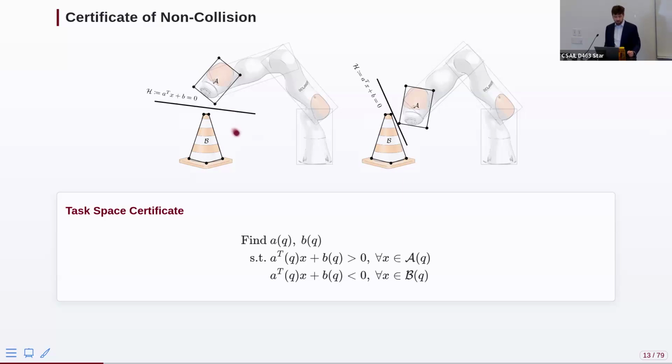The tricky thing is, if you give me just one plane, that's going to work at one configuration. But as the robot moves, that hyperplane is going to need to move in order to actually continue certifying. So I don't just need one plane. I need a function or a family of planes that's going to work over the whole configuration space. So this for all X condition is already infinite dimensional.